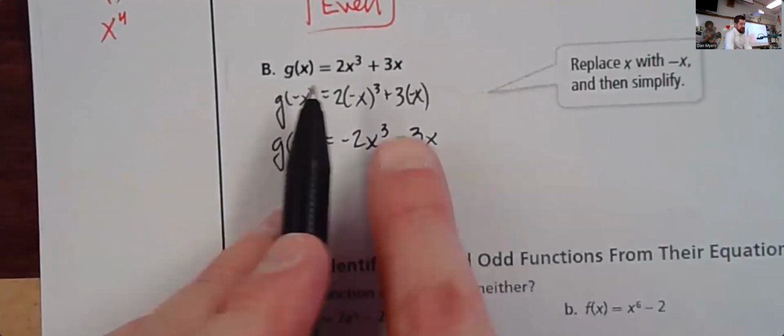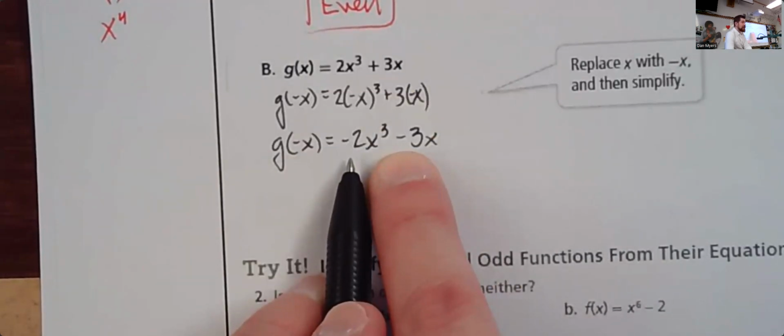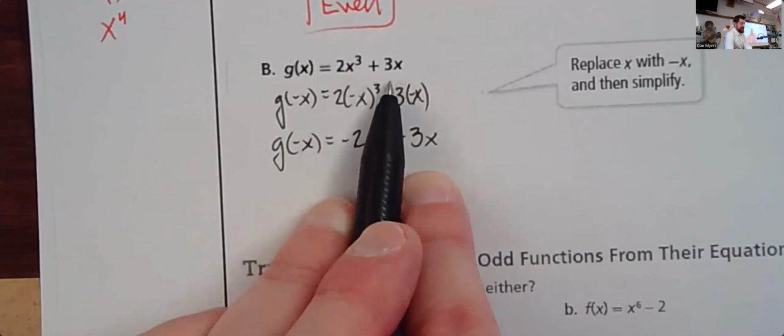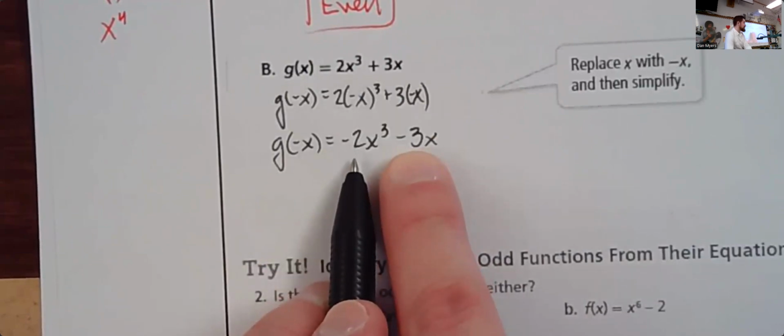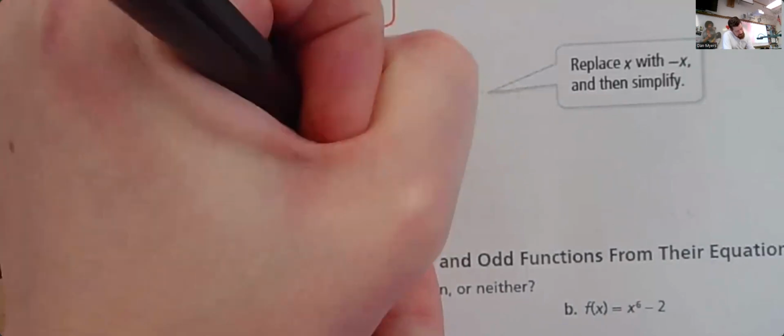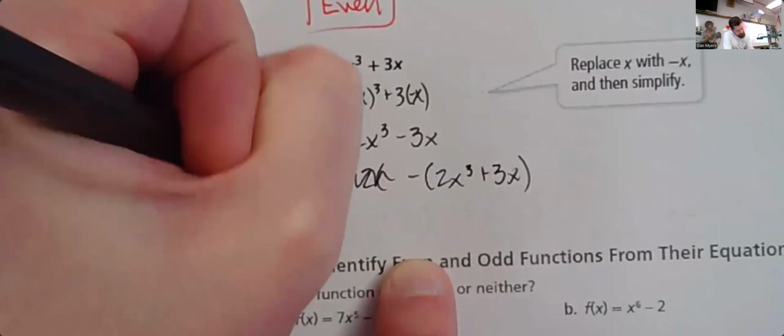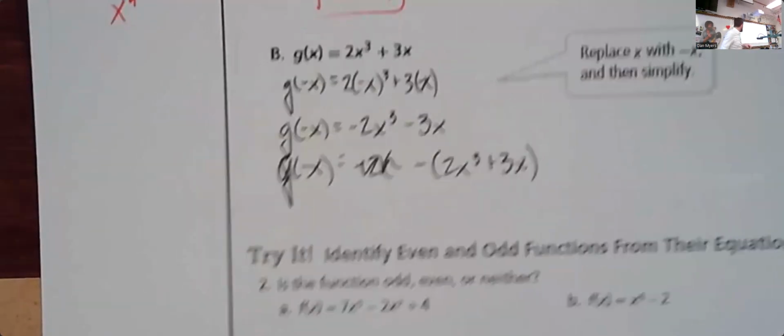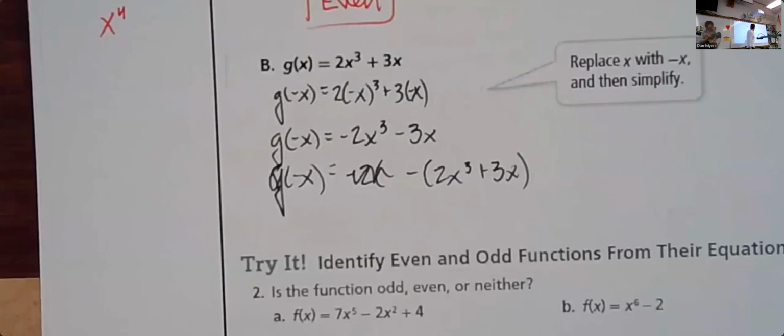Would you agree that we started with 2 positives and now we have 2 negatives over here? Everybody see that? Positive 2x cubed, positive 3x. Now we have negative 2x cubed and negative 3x. So we could factor out a negative from these two, right? If we take a negative out of here, we can say that would be the opposite of 2x cubed plus 3x. So g of opposite x is equal to the opposite of the original. So opposite x is equal to opposite y. What does that make this one? Odd. Yeah.